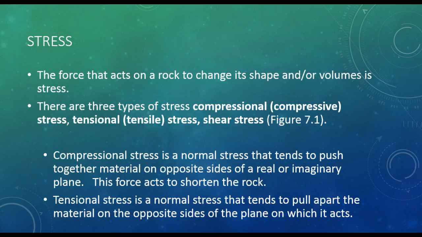The forces that act on the rock to change its shape and/or volume are referred to as stress. There are three types of stress: compressional stress or compressive stress, tensional stress or tensile stress, and shear stress. Compressional stress is a normal stress that tends to push together material on opposite sides of a real or imaginary plane. This will shorten the rock. Tensional stress is a normal stress that tends to pull apart the material on opposite sides of the plane on which it acts, resulting in a stretching.